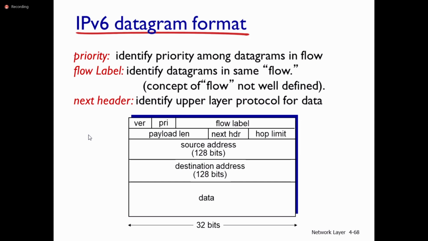The first field is the version, 4 or 6. Then priority, to identify the priority among datagrams in flow. Next is the flow label, which identifies datagrams in the same flow. Then payload length, the total length of the datagram. Next header identifies the upper layer protocol for the data. Then hop limit, we'll see.